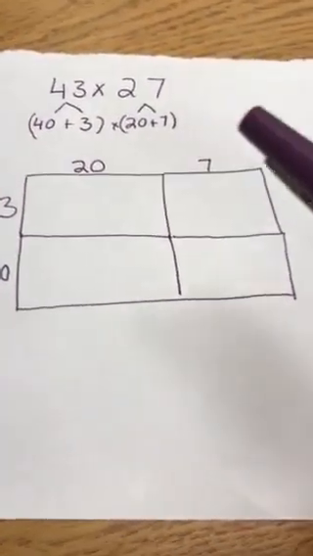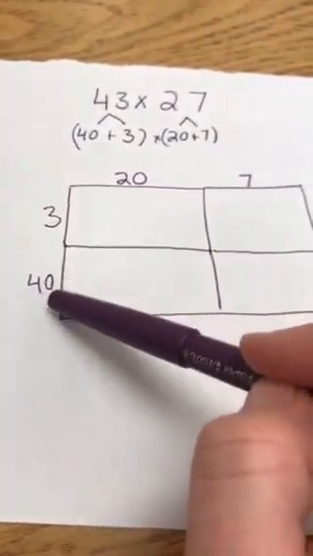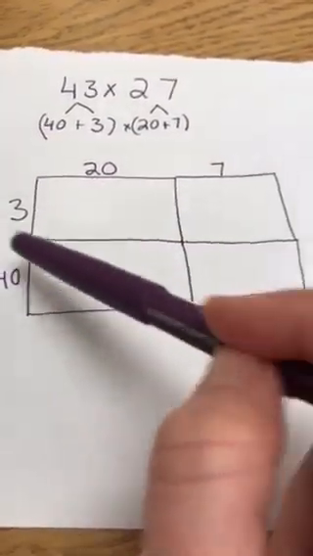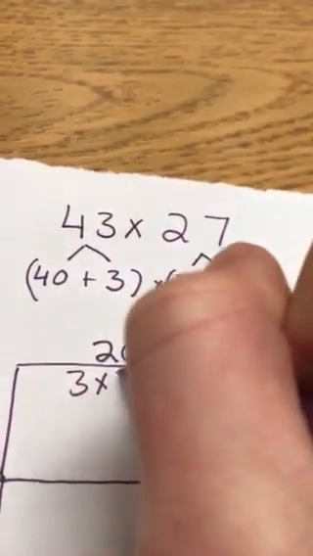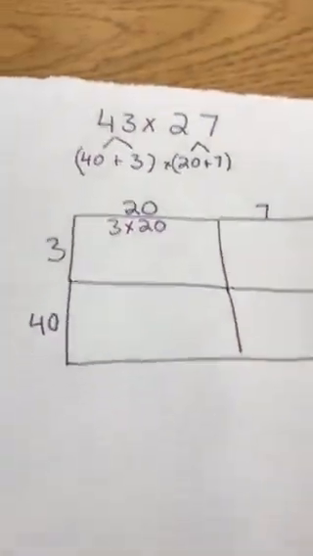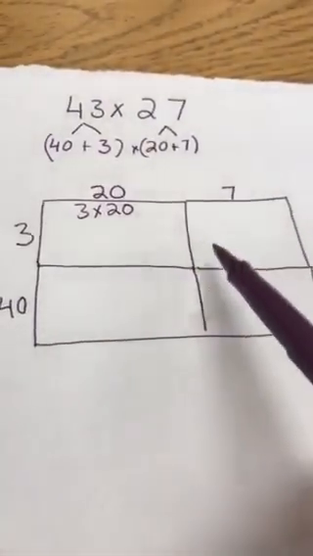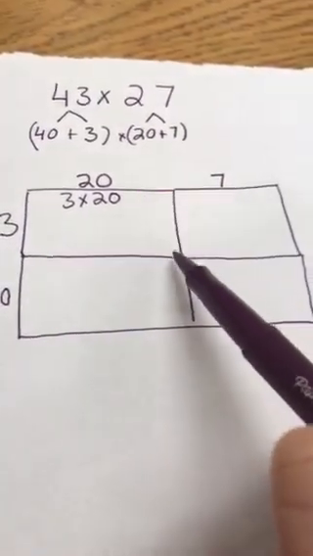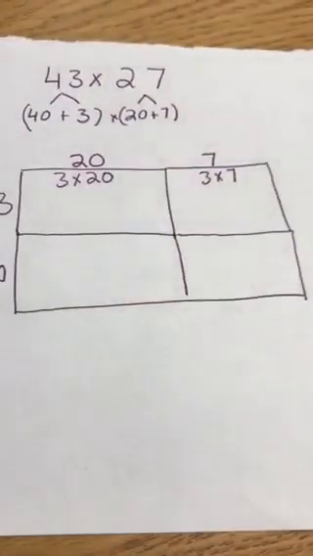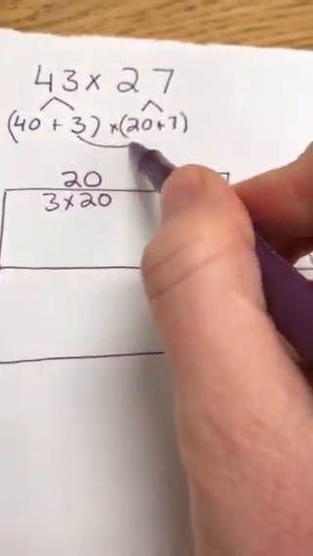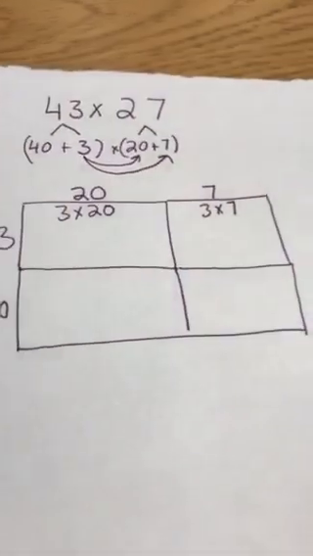Now when we use the distributive property, we're going to multiply each piece, each addend of our 43 to each addend of our 27. So we're going to do 3 times 20, and we'll record that in our first box. That'll help us find the area of this first box because we're doing length times width. And then we're going to find the area of this box. We're going to represent our length of 3 times our width of 7. So we'll do 3 times 7. And now we have distributed this 3 to the 20 and the 3 to the 7.